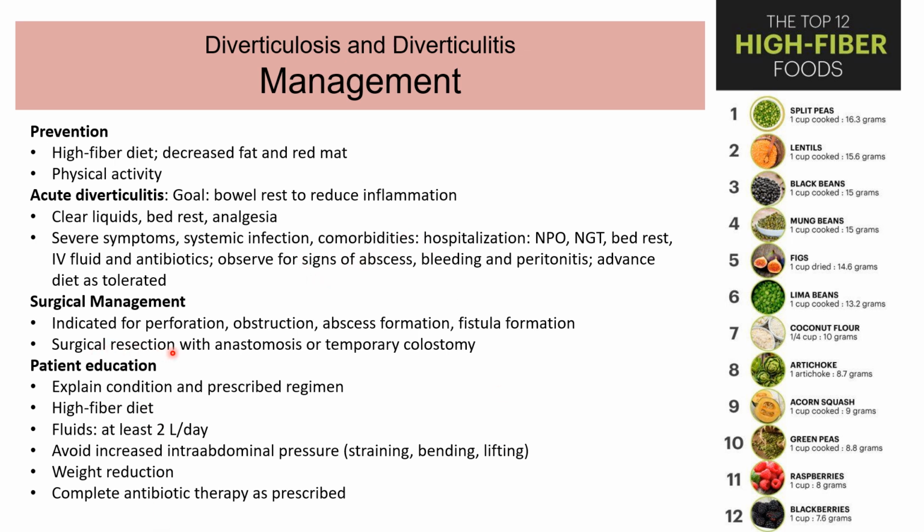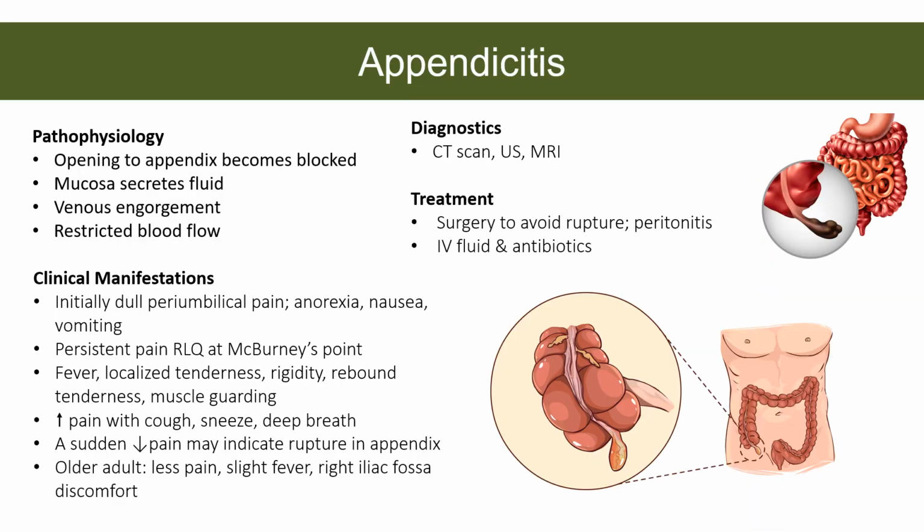So surgery would be done if a complication happens, like perforation, obstruction, abscess, and so on. So patient education, they should know why this is happening and what they can do. High fiber, fluids, avoid increased intra-abdominal pressure like straining, bending, lifting, reduce weight if necessary, and to complete those antibiotics. So next we're going to talk about appendicitis.